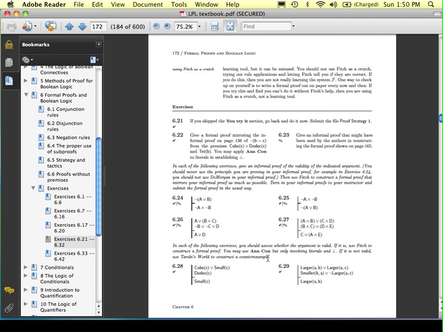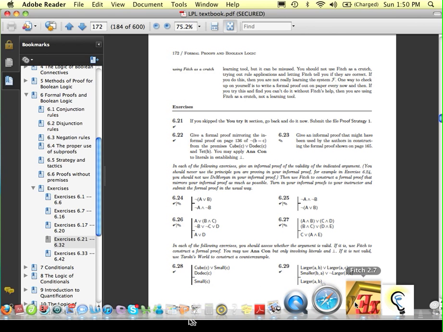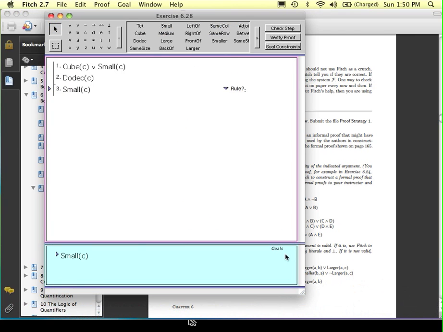You're allowed to use Ana Con, but only involving literals and contradictions. If you recall from the chapter, it was either 1 or 2, a literal is an atomic sentence or its negation, right? So an atomic sentence or the negation of an atomic sentence. So it's not a compound sentence. So going back to Fitch, and if it's invalid, we use Tarski's rule.